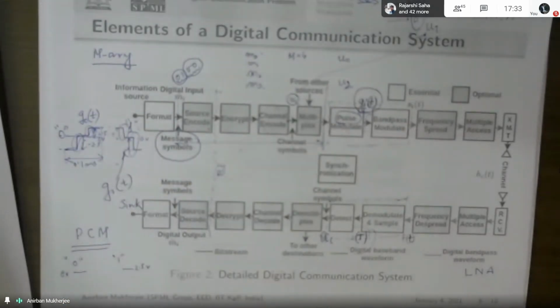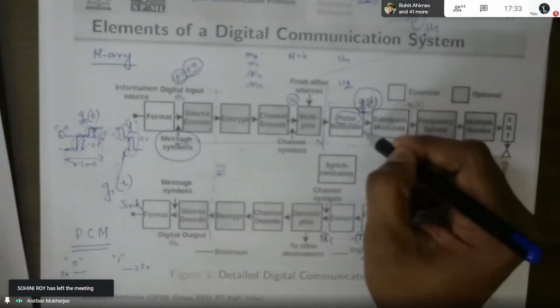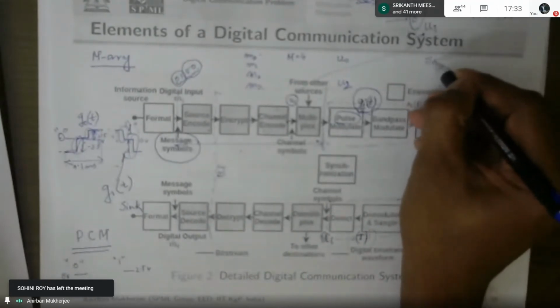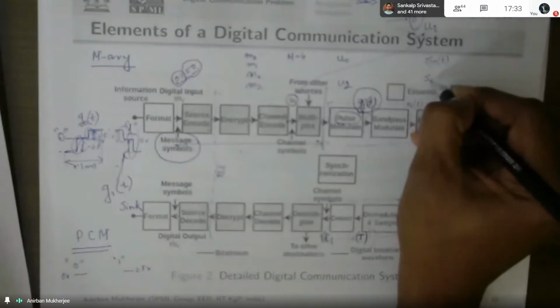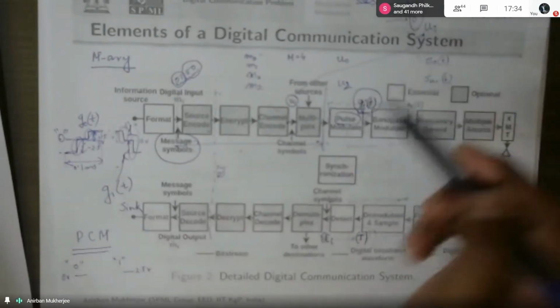So in such cases, the medium requires a bandpass waveform. That means it's normally a sinusoidal looking waveform. Here it is g_i(t), g_0(t), g_1(t), g_2(t), up to g_{M-1}(t), and here it is s_0(t) to s_{M-1}(t). That means this is what you are doing.